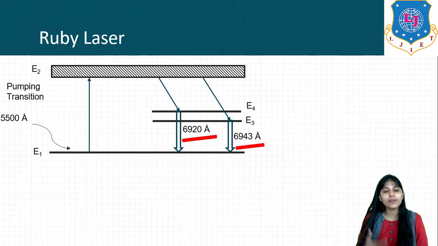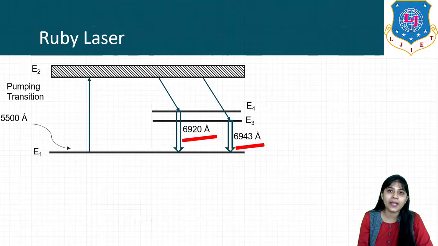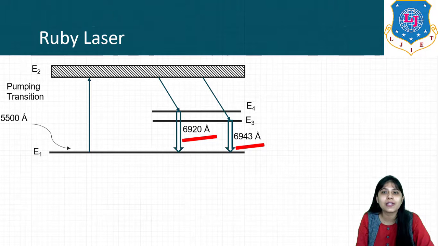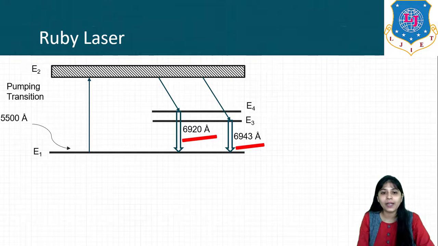So in this way, when atoms are in the metastable states and energy is still applied, atoms will make the transition from the metastable state to the ground state, producing laser between these states. In this way, laser is produced of 6920 angstrom and 6943 angstrom. Again, the ruby laser produces pulsed laser. Every flash of the xenon tube produces a pulse of laser. So in this way, laser is produced.